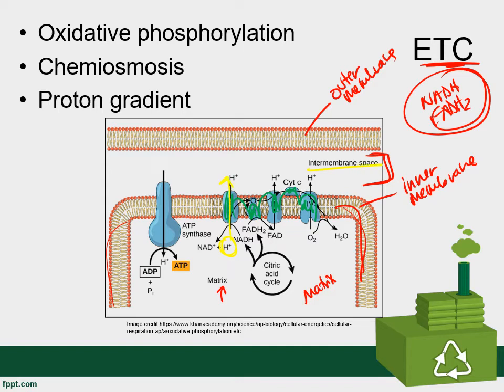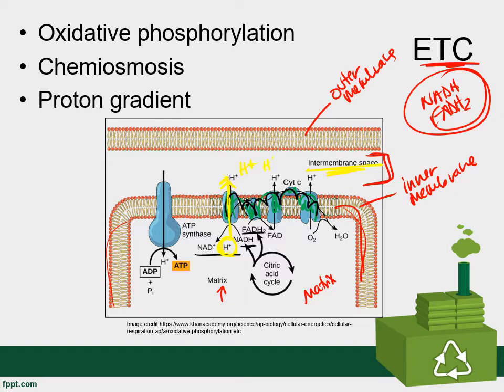So again, we have electrons on the NADH and the FADH2. Those electrons are going to jump, jump, jump along the electron transport chain. That energy from the electrons jumping is transferred to these proteins of the electron transport chain. The proteins are going to use that energy to take hydrogen ions and pump them into the intermembrane space.